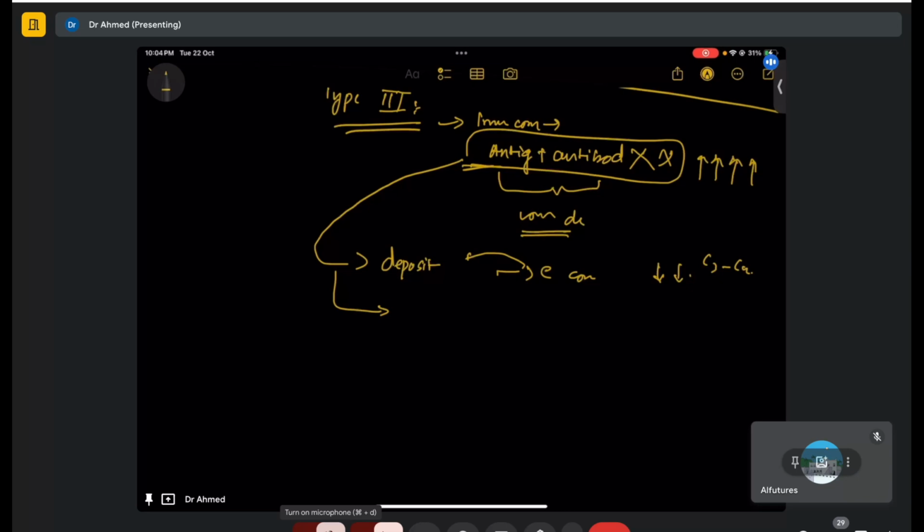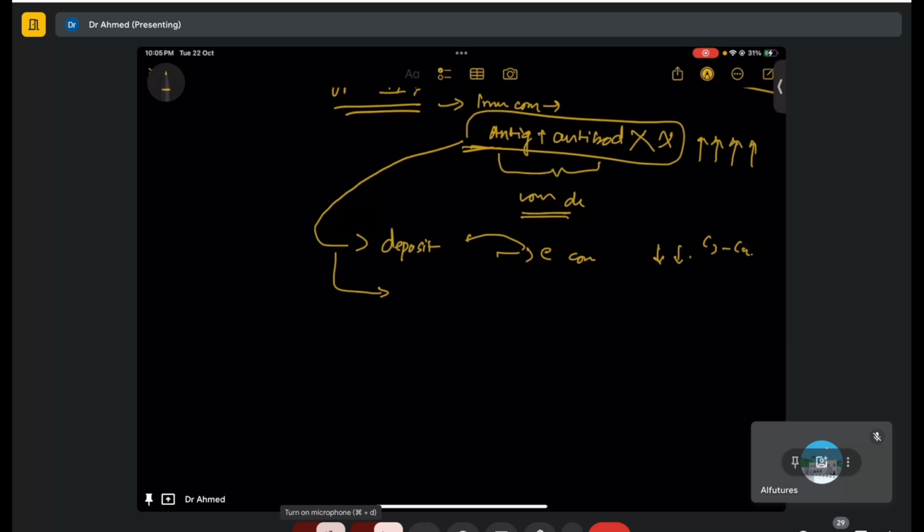Similarly, you may be seeing this in polyarteritis nodosa. We have already discussed this condition. Post-strep glomerulonephritis. Whenever you have glomerulonephritis, it's immune complex mediated. SLE. Remember, guys? Okay, so all of these examples are type 3 hypersensitivity.